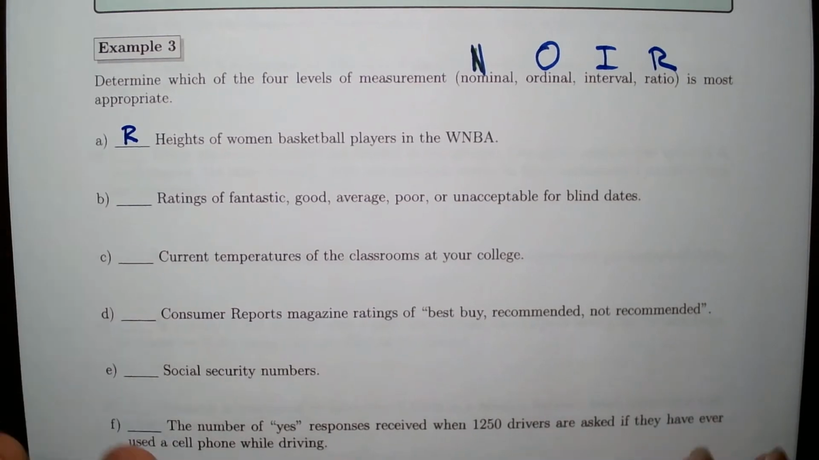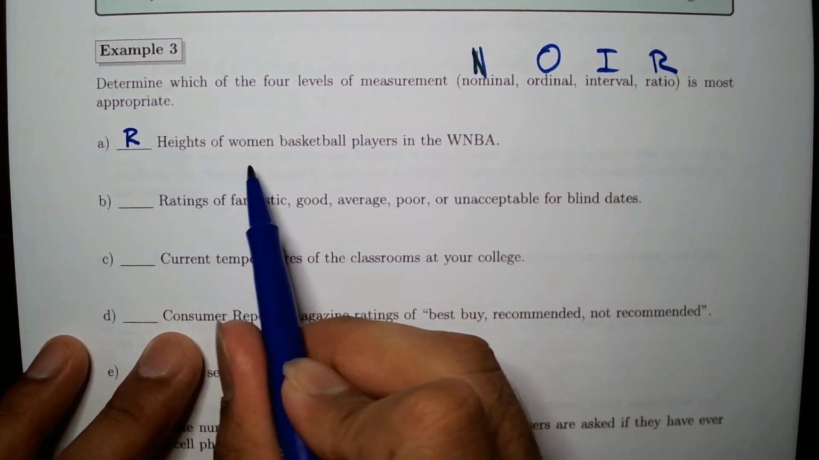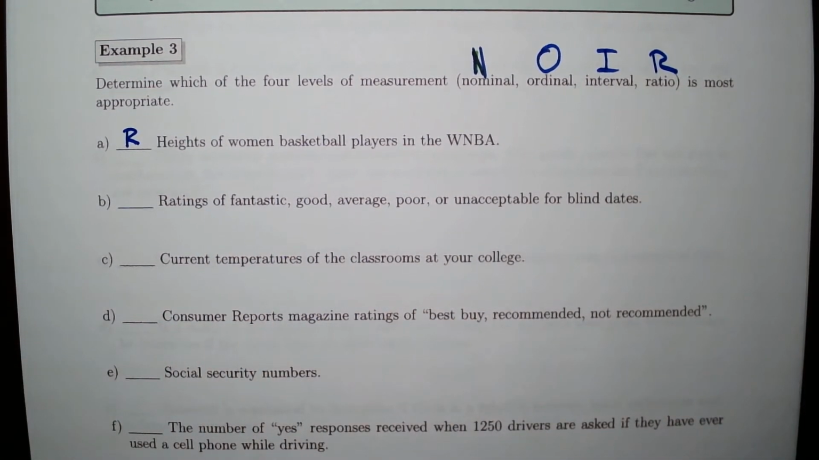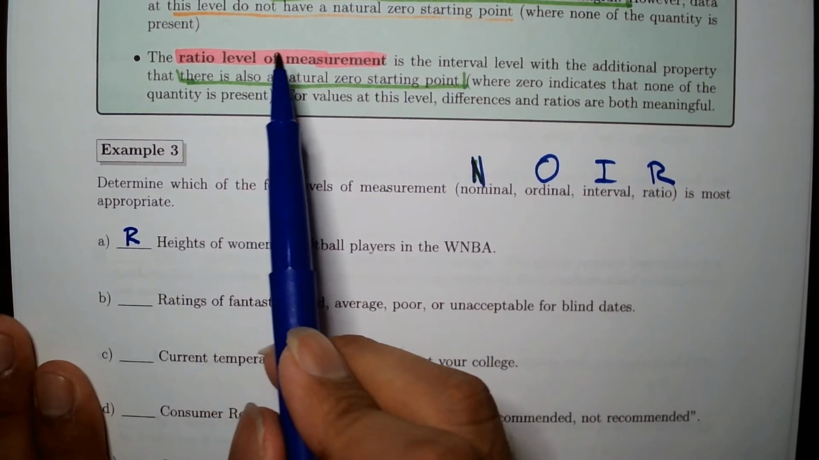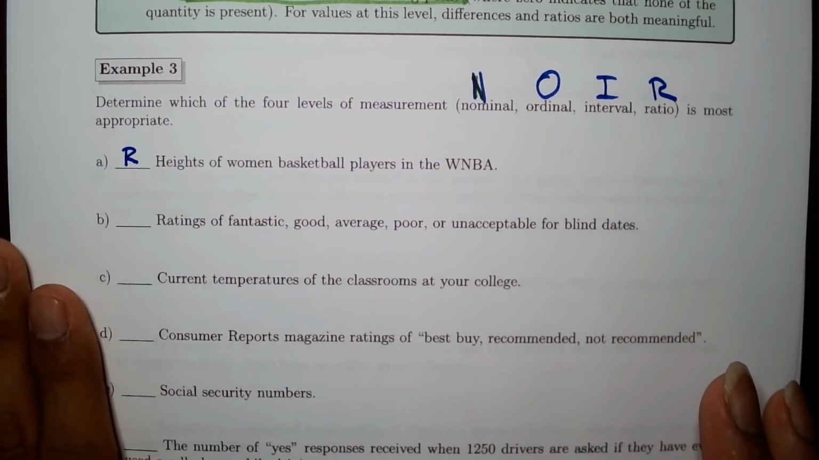Ratio, because in this case, let's suppose a basketball player's height is 0. Well, if it's 0, that means there is no height at all. All right, which is best described by the ratio level of measurement.